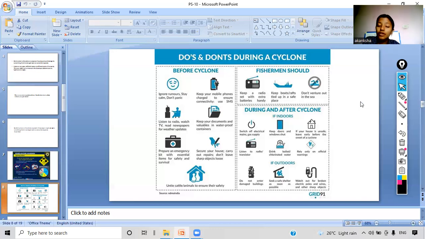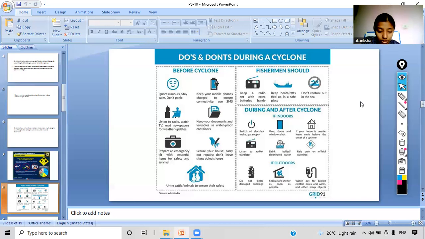Now coming to the fourth point: listen to the radio, watch TV, read newspapers for weather updates, right? Because a cyclone will not ask permission before coming. Yes. What else? Prepare an emergency kit with essential items for safety and survival. You should always take care of first aid because it is very important. And what else? Secure your house, carry out repairs, don't leave sharp objects loose.